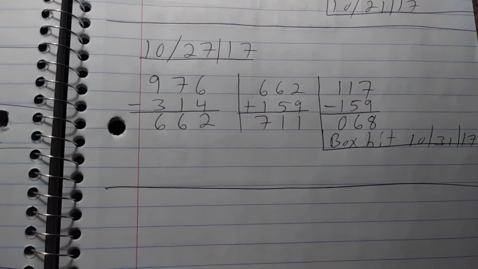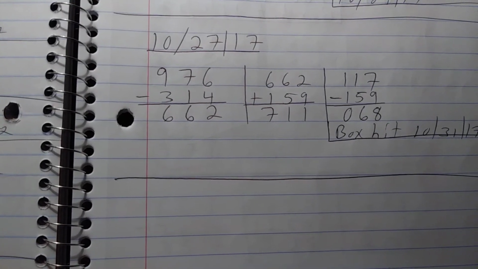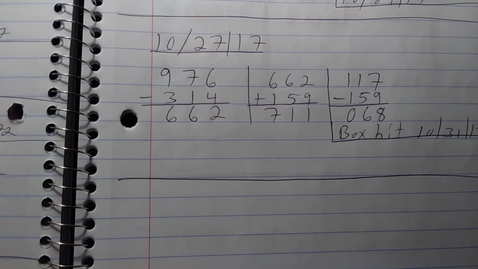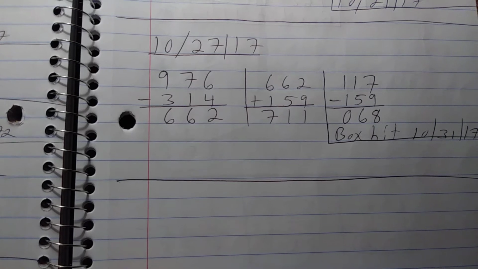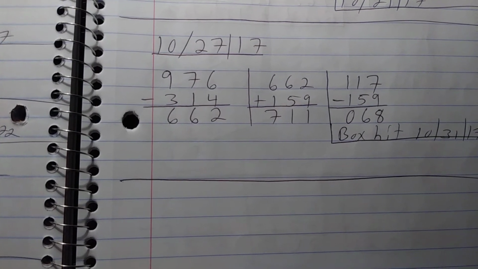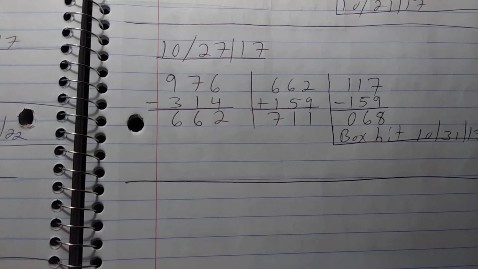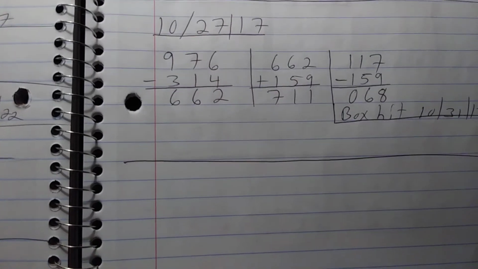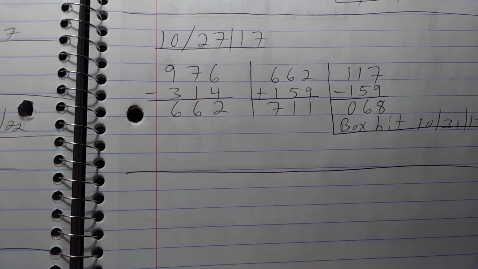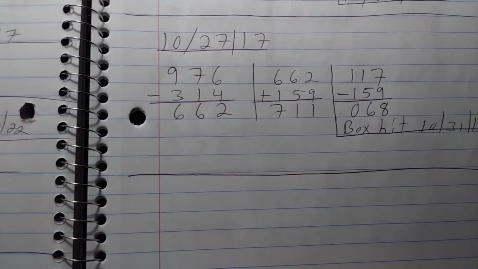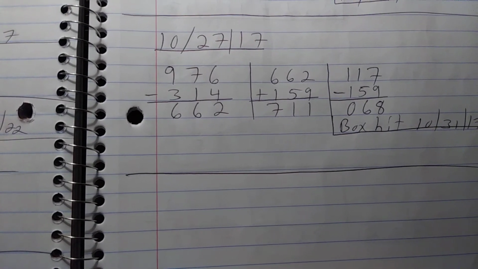And then October 27th, 976 hit. You're going to subtract off the 314, so 6 minus 4 is 2. 7 minus 1 is 6, and then 9 minus 3 is 6, so 662. You're going to add on 159. And then 2 plus 9 is 11, keep the 1. 6 plus 5 is 11, keep the 1. And then 6 plus 1 is 7.